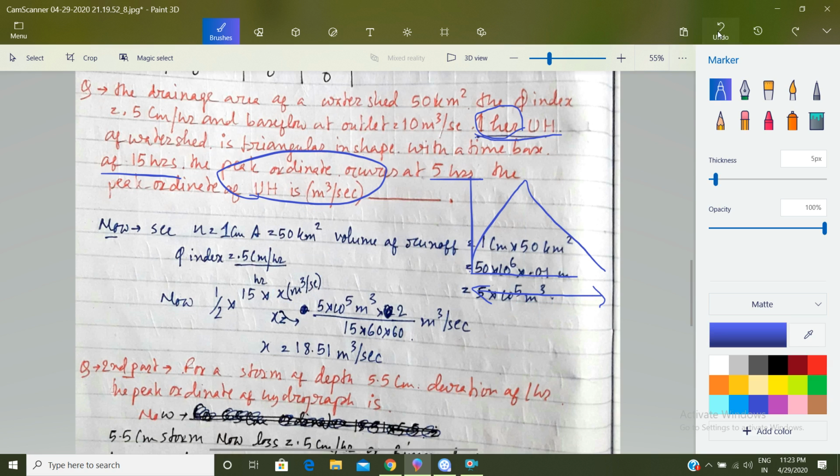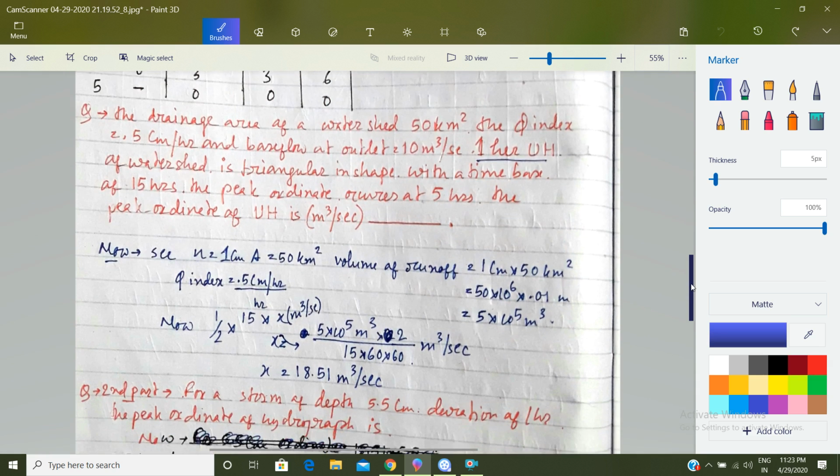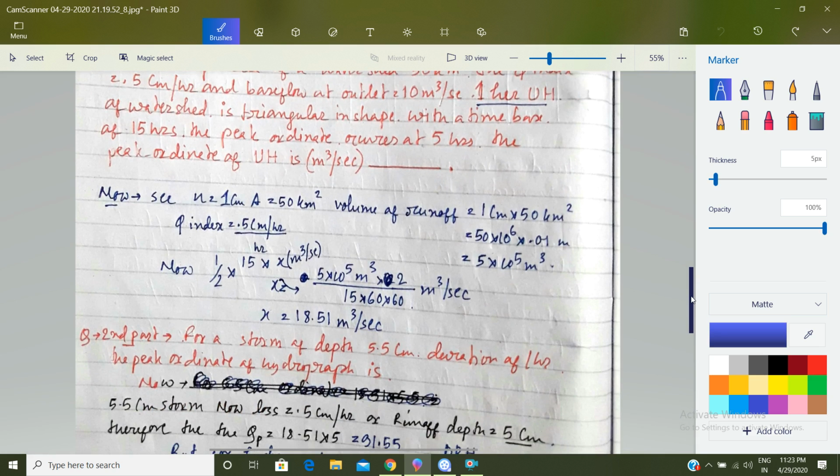Okay, from that equation you will get the x value in meter cube per second. So peak discharge is calculated from there. So this is written here. Just do it in calculator and report to me in the chat box or message box what we have done. Okay, you have understood what is given here.